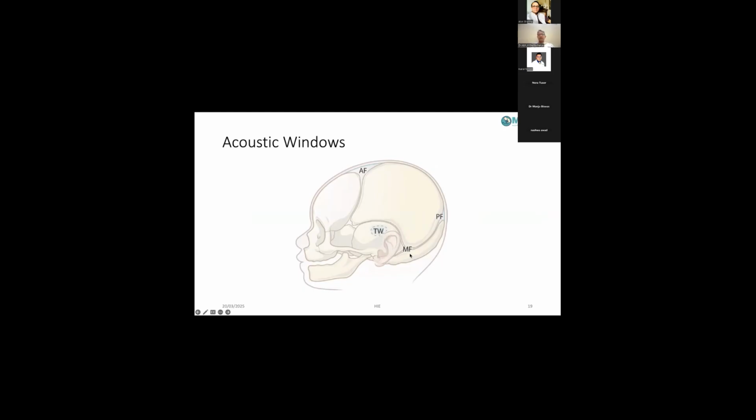Also, the temporal window and mastoid fontanelle give you the most accurate Doppler interrogation of the middle cerebral artery. When you're doing that with the anterior fontanelle, you're interrogating the anterior cerebral artery. For the middle cerebral artery, the angle of insonation is practically near 0 degrees, so you get the best measurement out of it when you're using the temporal window and the mastoid fontanelle.